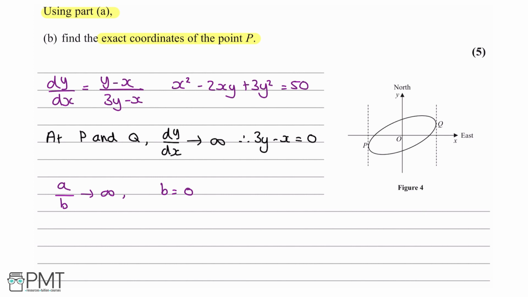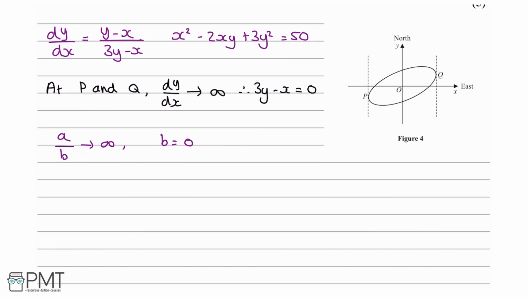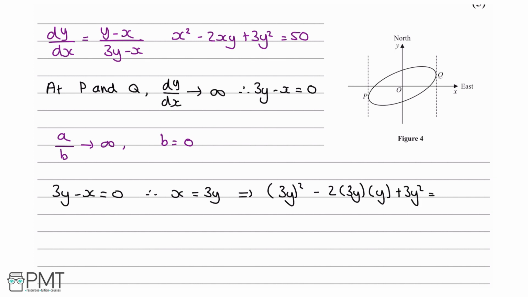Okay? So what I'm going to do next is rearrange 3y minus x to just put it in terms of x. Okay? So we're going to say 3y minus x equals 0, therefore x equals 3y. And what I'm going to do is plug x equals 3y into our equation for our curve. Okay? So what I'm going to say is this implies that 3y squared minus 2 times 3y times y plus again 3y squared equals 50.